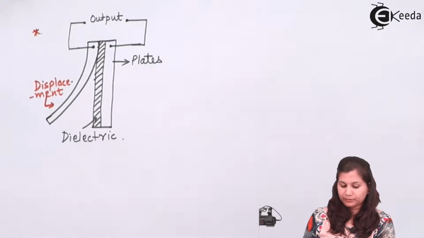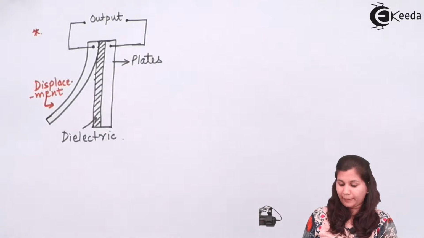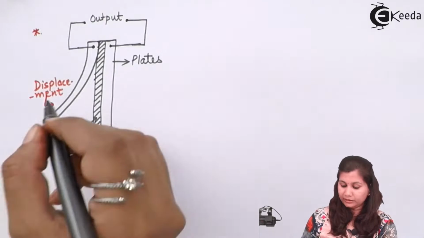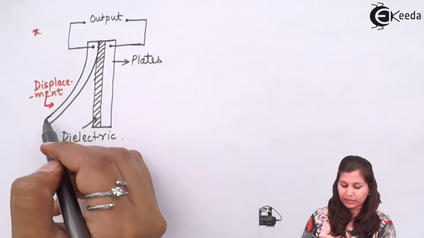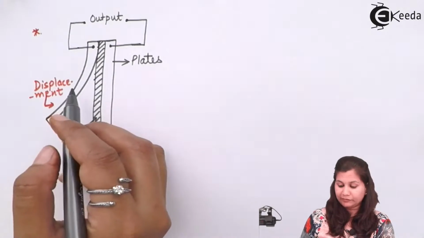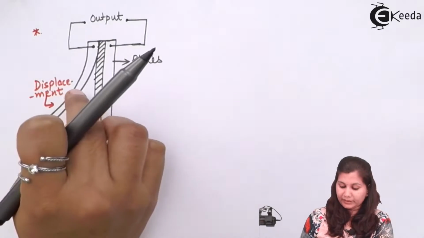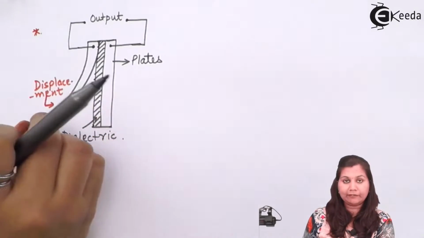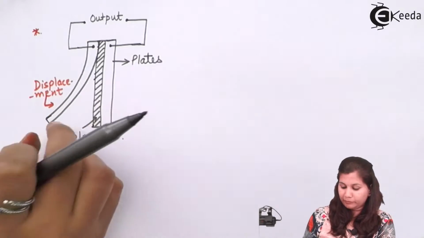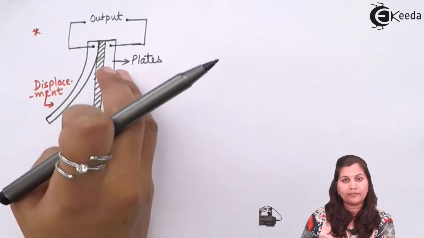So in this type of capacitive transducer, we are measuring the linear displacement. Here the displacement which we want to measure is applied to a cantilever spring type of plate. Okay, these are the plates. Now when this cantilever spring type of plate is moved, it is going to come back towards this fixed plate.